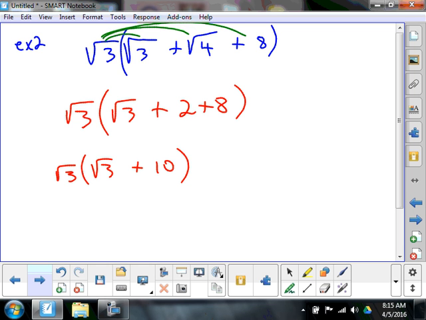Now we distribute, and it's kind of weird. It's kind of ironic. It's kind of like hyphenated. Anybody ever think of the word hyphenated? I'll show you something in a second. So let's distribute now. What's the square root of 3 times the square root of 3? That's the square root of 3 times 3, which is the square root of 9, which is 3. What about the square root of 3 times 10? 10 times the square root of 3.